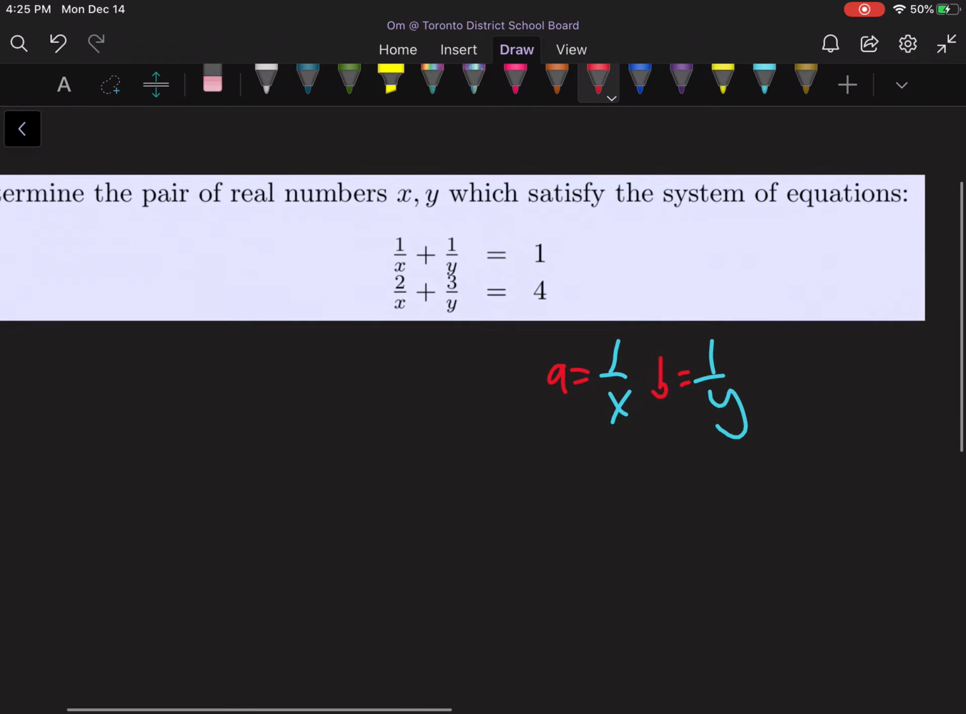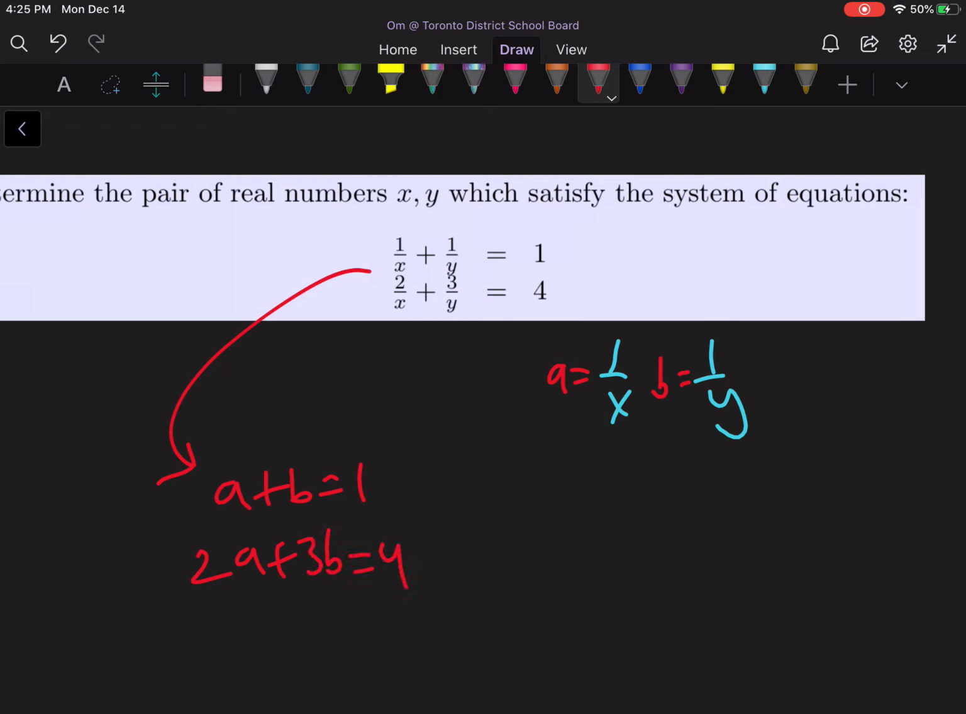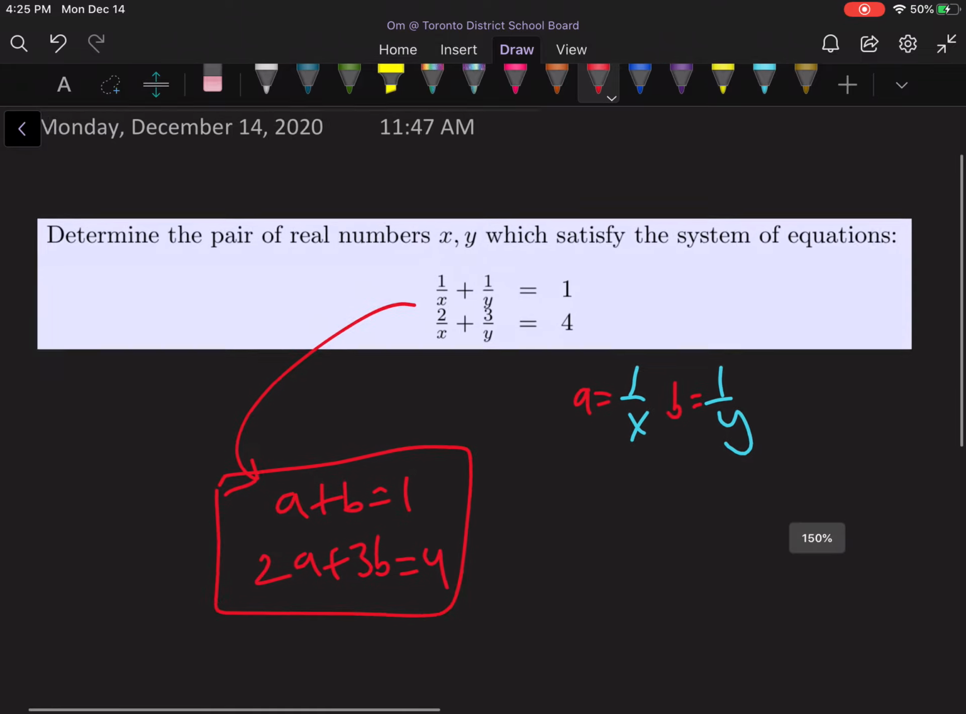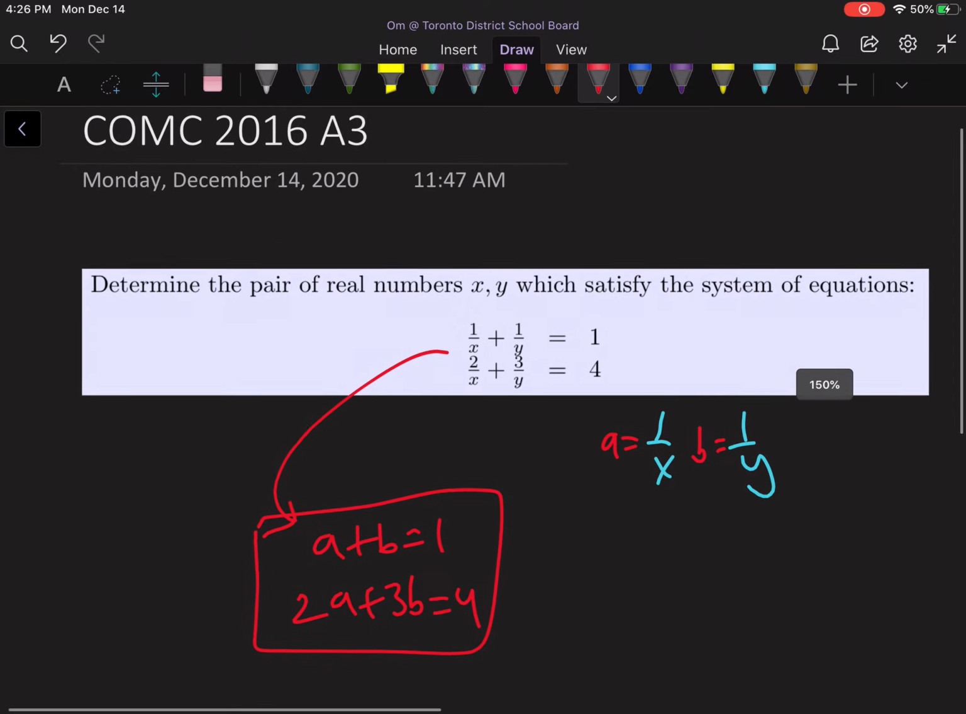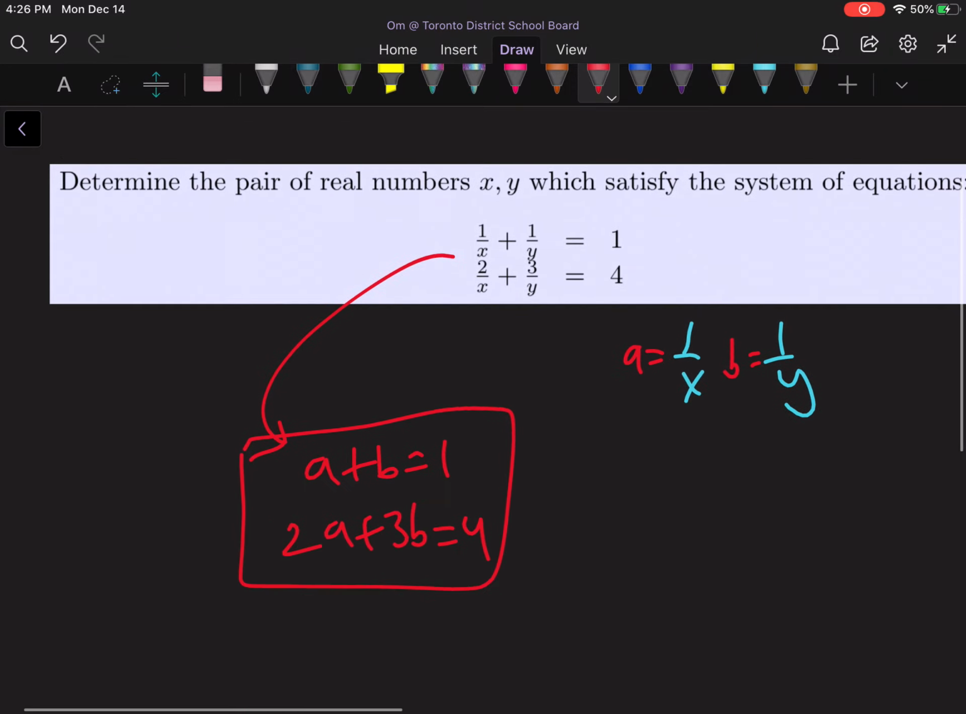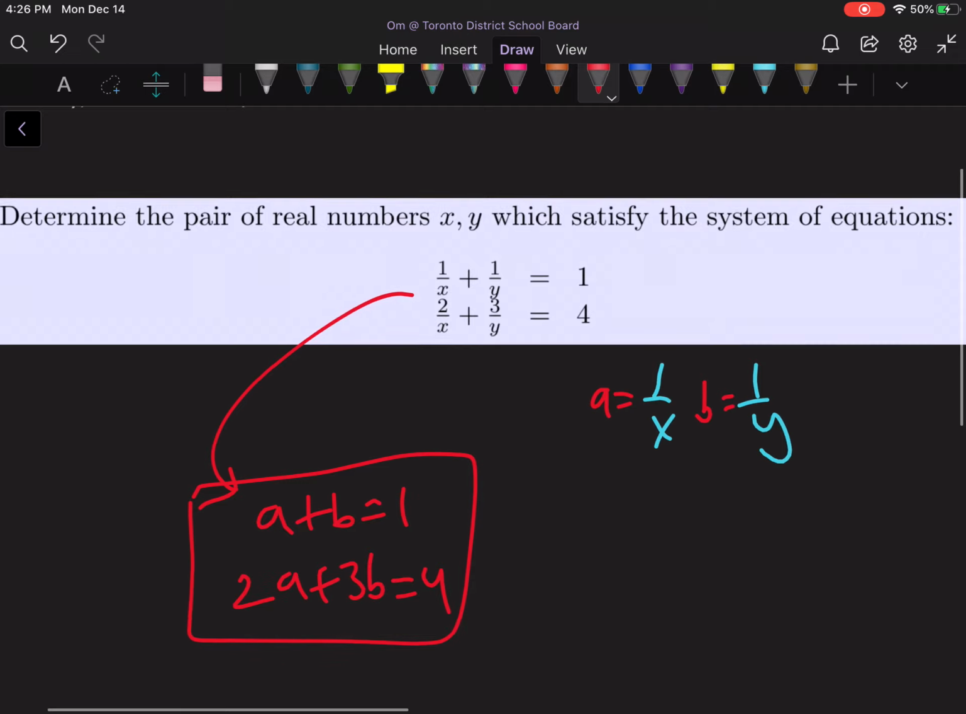And conveniently, this allows us to rewrite the system as a plus b equals 1, 2a plus 3b equals 4, right? And this looks very much like a normal linear system of equations that you would solve with substitution or elimination. So, from here it's straightforward. I'm not gonna solve the rest of the problem. You can double check your work if you want. The solutions are posted online. And yeah, let's move on to the next question.